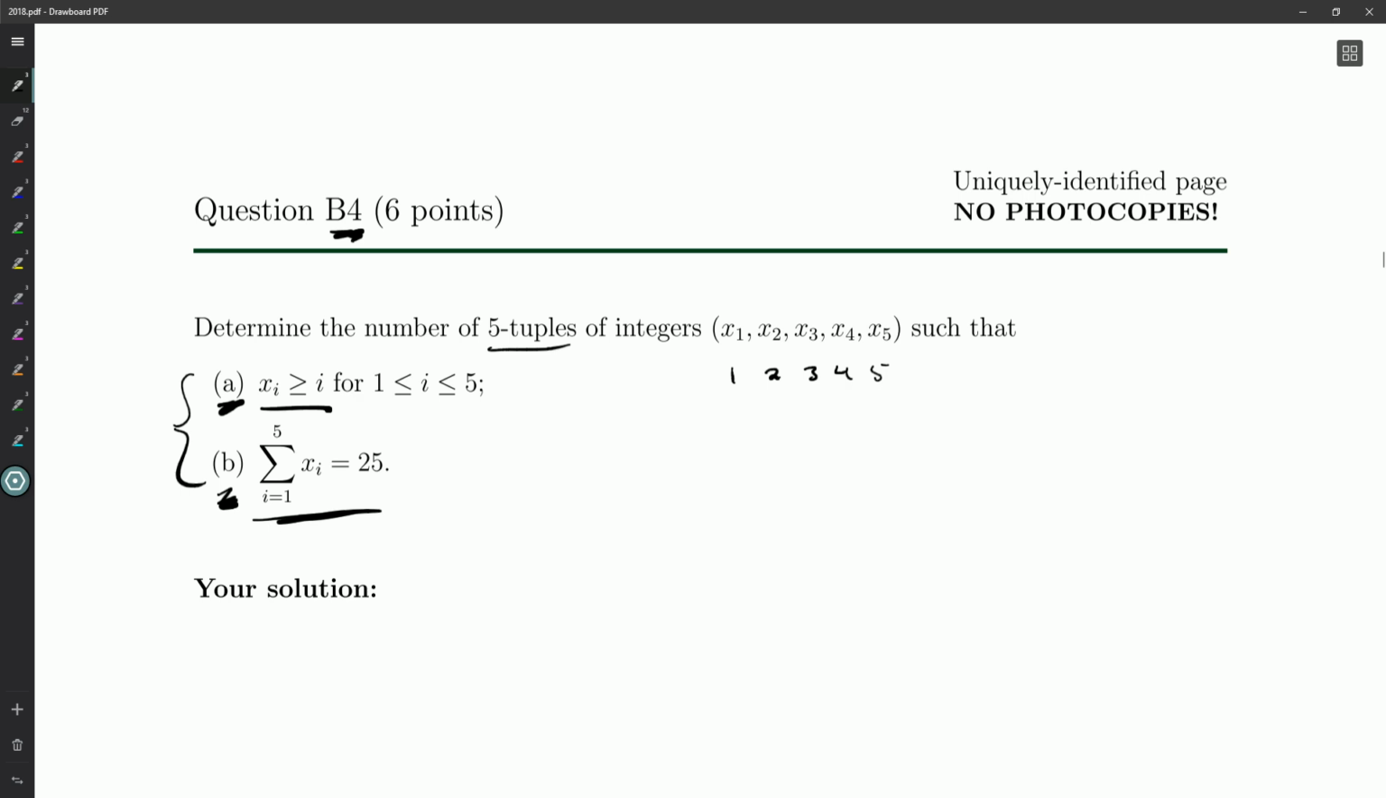For something like this, I think the easiest thing to do in order to count the tuples is to try and make them all the same. The xi's, the x1s and the x3s, should be interchangeable, but of course this condition here makes that kind of hard. So the first thing I would probably do is switch it and say, let xi be i plus some other amount, say yi.